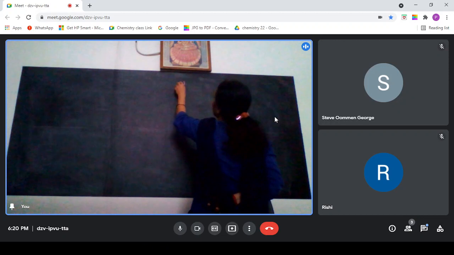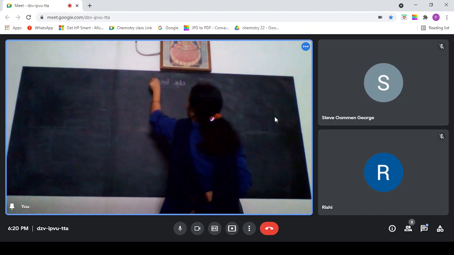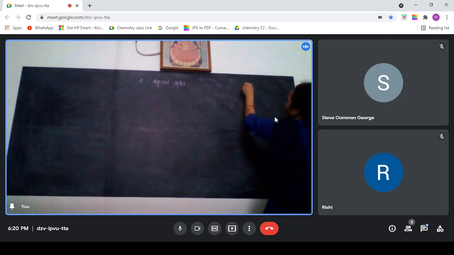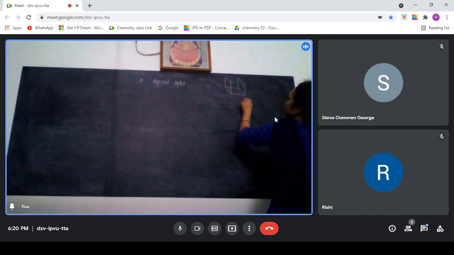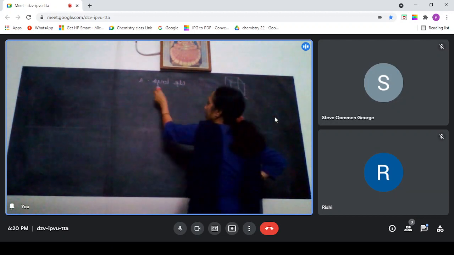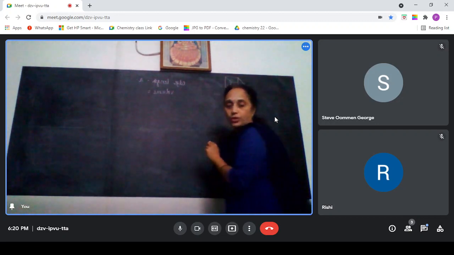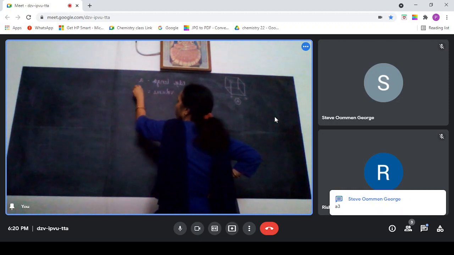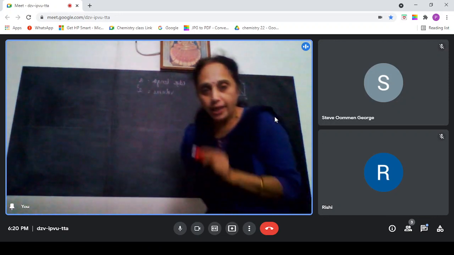If you know the edge length A of a cube, what will be the volume of the cube? Volume of the cube will be A cube. A into A into A. Very good.